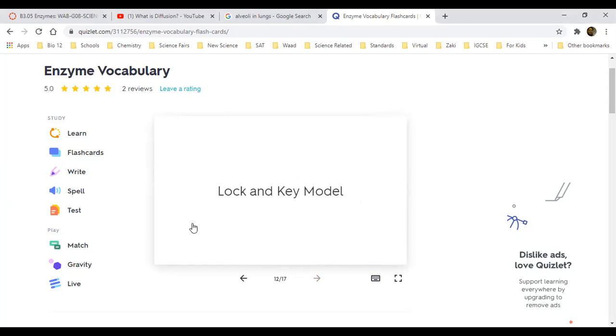Temperature and pH. So, lock and key model. What is the lock and key model? Yes, Yusuf, you're raising a hand. One of the functions of enzymes is that they're catalysts. They are living catalysts, yes. They are speeding up the chemical reaction. Good. And what about lock and key? Anything about this?